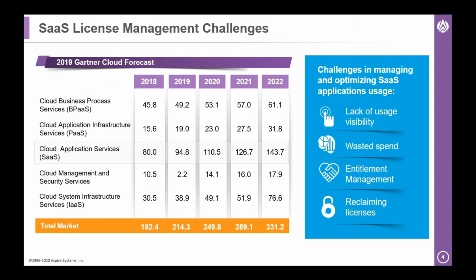Now, while it grows, it also comes with challenges. Some of these challenges are the lack of usage visibility on these SaaS-based licenses, the amount we spend towards it, what kind of entitlements we are managing on these SaaS applications, and reclaiming these licenses assigned to users so that they can be better assigned to people who are actually using them. So we need to be very cautious in each of these steps to make sure that the licenses for SaaS applications are used properly.